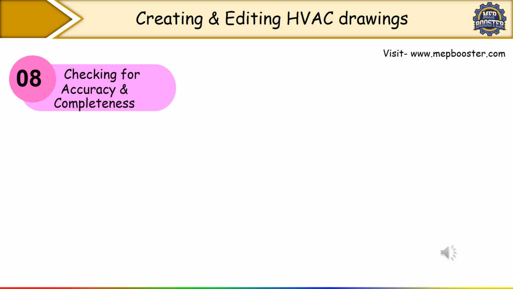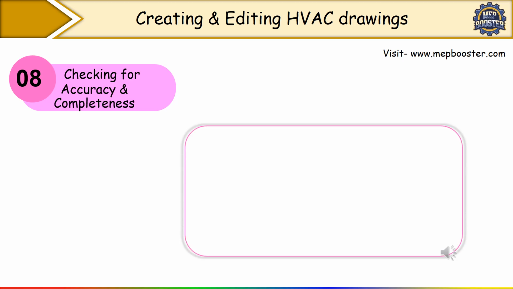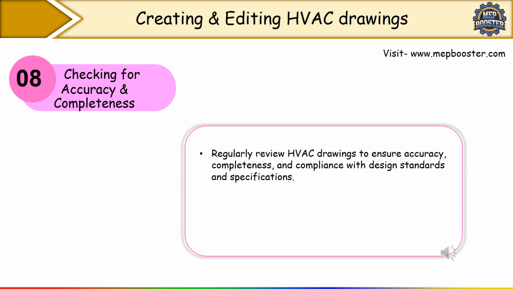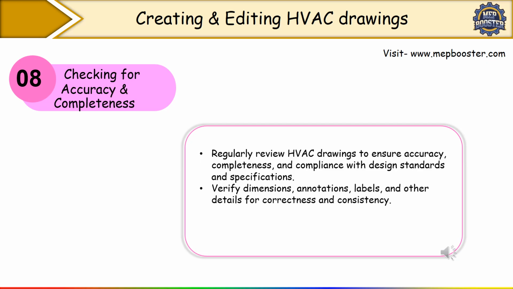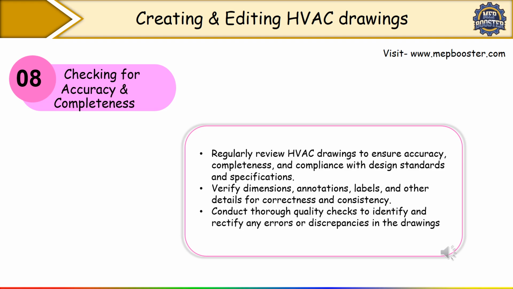Next one is checking for accuracy and completeness. Regularly review the HVAC drawing to ensure accuracy, completeness, and compliance with the design standards and specifications. Then verify dimensions, annotations, labels, and other details for correctness and consistency. Then conduct thorough quality checks to identify and rectify any errors or discrepancies in the drawing.